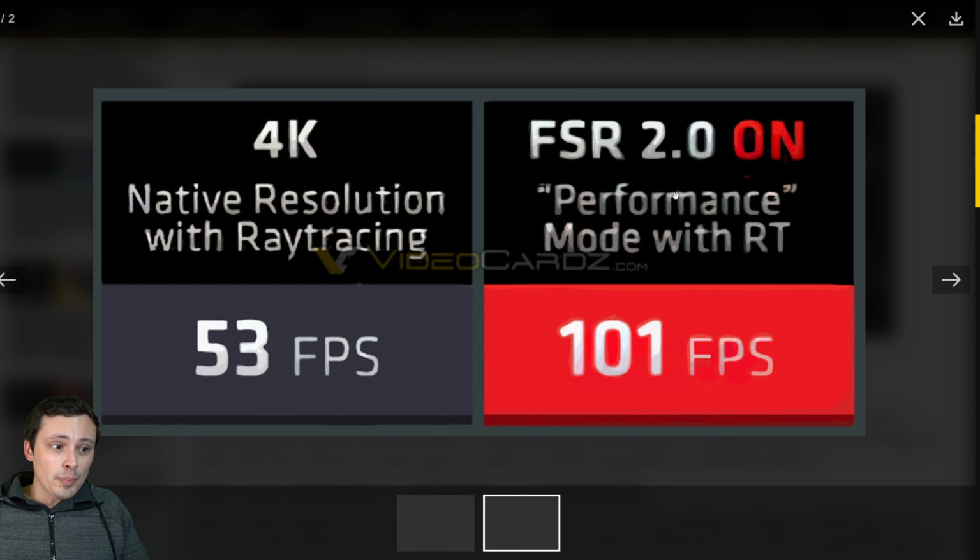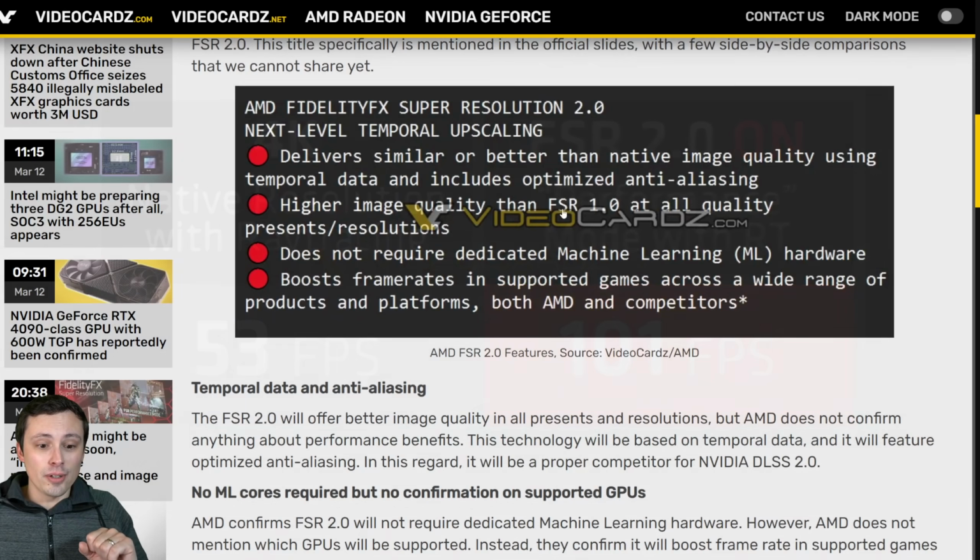And now notice that is the performance mode. Now performance mode in FSR 1.0 looks like garbage. It's an oil painting. It looks nothing like the native resolution. Would this performance mode actually be worthwhile at 4K with 2.0? That's the big question mark. I really hope so. That would be very cool.